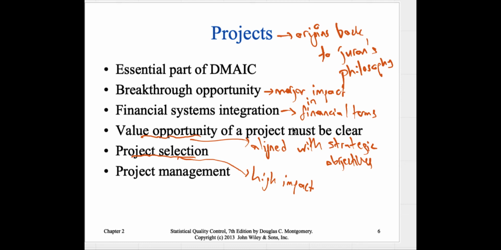In projects, we are seeking breakthrough opportunities because these are the opportunities that will have a substantial impact on the quality improvement, major impacts. All right, and also we need to integrate our projects with the financial systems, because when we talk about major impacts, actually these impacts are in terms of money. These impacts are measured in money terms, so each project must be integrated with the financial system of the company. The value opportunity of a project must be clear here. Every project has a value opportunity, and they must be shared within the whole organization, from top management to the lower management and the operational level, and they must be aligned with the business objectives of the company too.